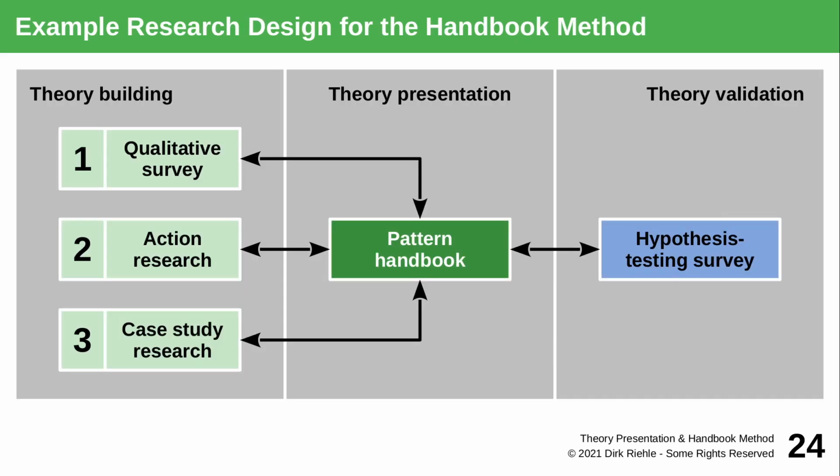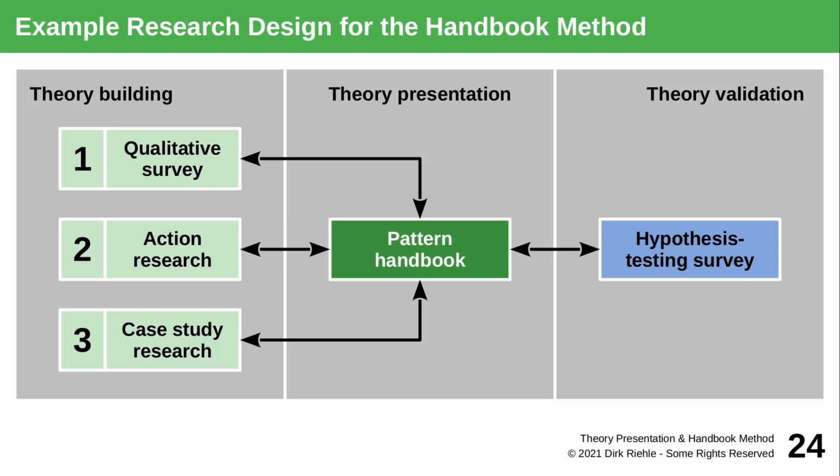So going back to the handbook method, with the pattern handbook as the central artifact, where the pattern handbook represents a theory under development. Well, we have just our typical research design. Let me iterate that, because we've done this a couple of times now. We often start out with a qualitative survey, meaning expert interviews. We perform qualitative data analysis to derive a first version of the theory. And then we evaluate the theory in steps.